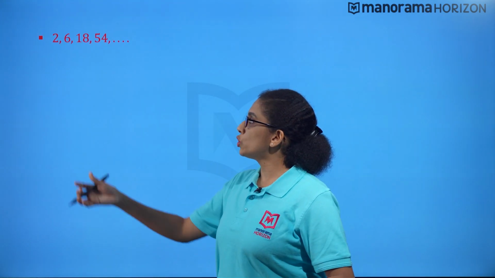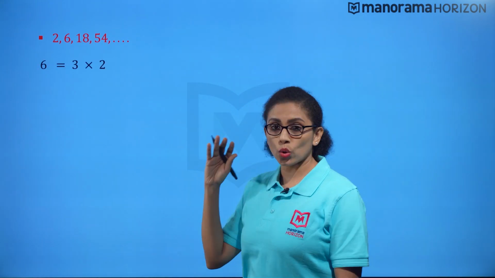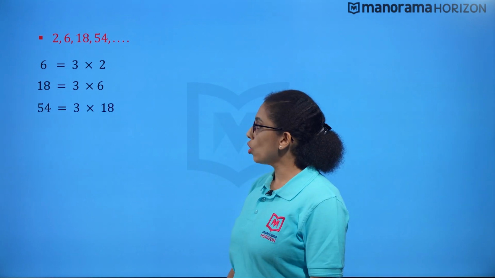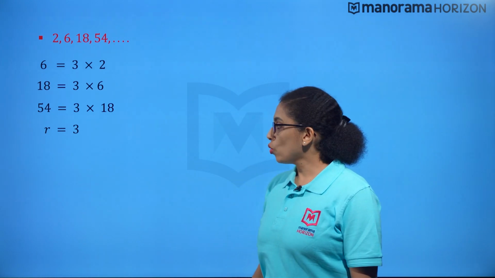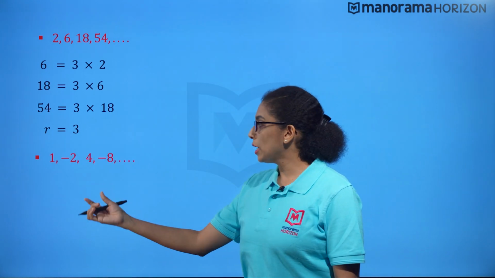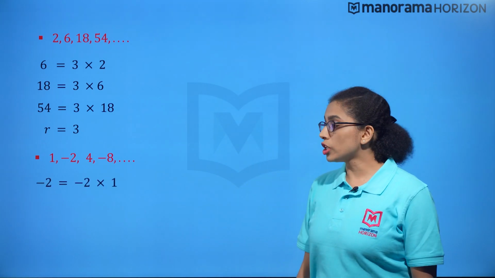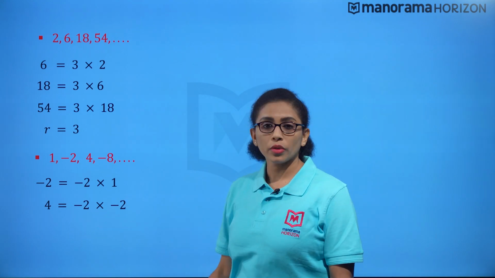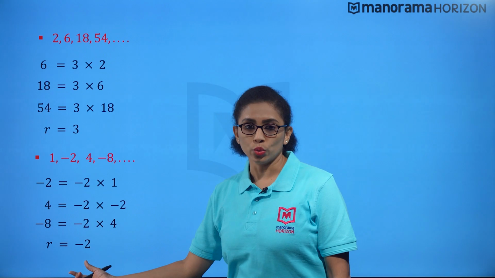Consider the sequence 2, 6, 18, 54. Here, each term in the sequence is 3 times the previous term. So, the common ratio in this case is 3. Now, another sequence: 1, minus 2, 4, minus 8. Each term is minus 2 times the previous term. Just see. So, here the common ratio in this case is minus 2.